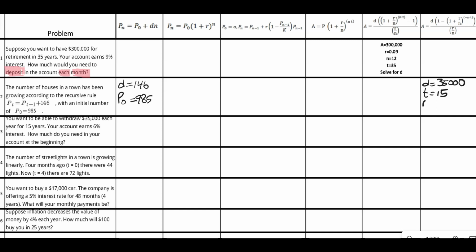Account earns 6%, so R is 0.06. And how much do you need in your account at the beginning? Now also N is 1 because it's an annual withdrawal. And then find the A value. Some formulas might call it P sub 0 or A sub 0, but that value is how much is in the account, so A also makes sense.